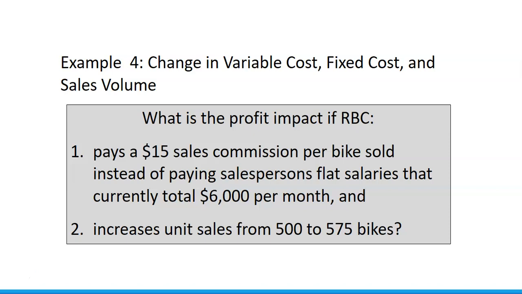And instead we're going to change that from $6,000 per month to $15 per bike. So one of the things that does is change our fixed expenses, and we're shifting that fixed expense to a variable expense. So right now we have this $6,000 per month fixed cost, and now we're changing it to a variable cost based on bikes.